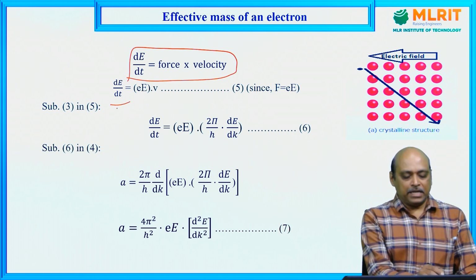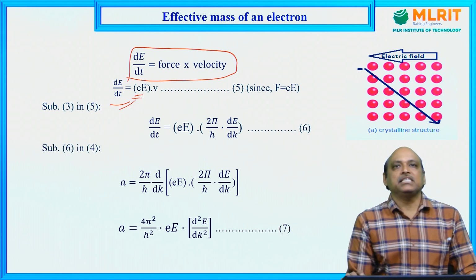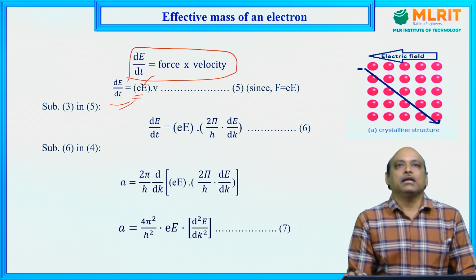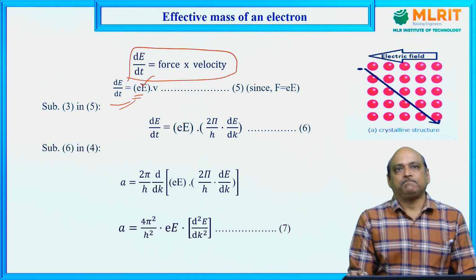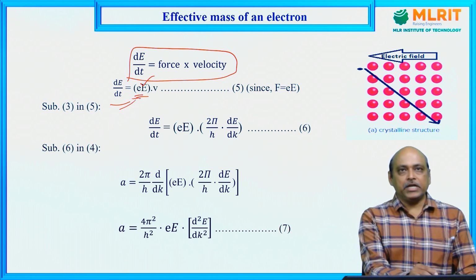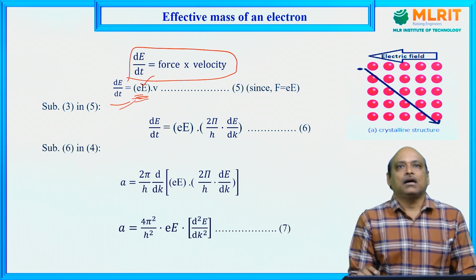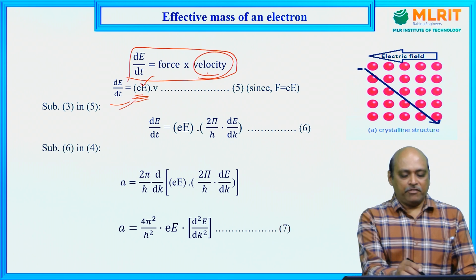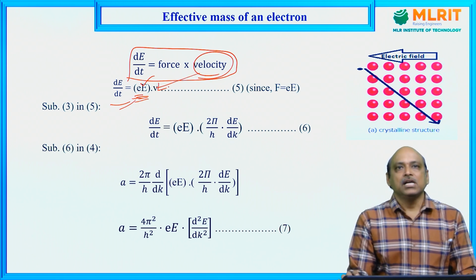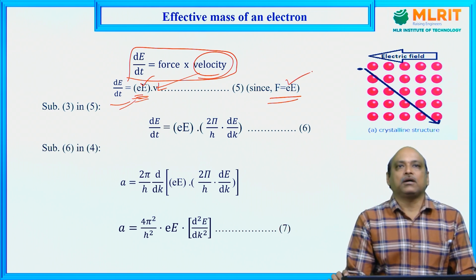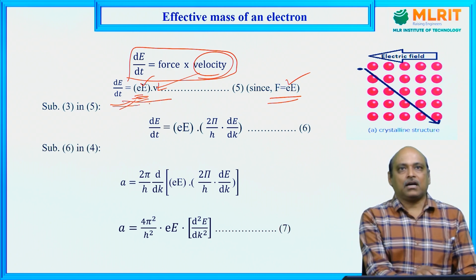Now dE by dt is equivalent to the force experienced by that electron in a periodic field by applying an electric field, which can be written as force equal to the charge of that electron into the applied electric field. That's why we are writing e into capital E. Small e is nothing but the charge of electron, capital E is nothing but the applied electric field, and velocity V as it is I am writing as like this. Here you see, F is the force experienced by the moving particle by applying an electric field, which can be written as charge into applied electric field. Due to that reason we got this expression.